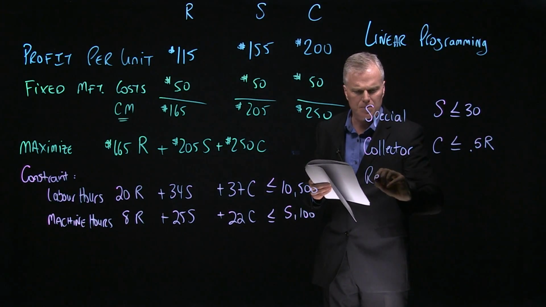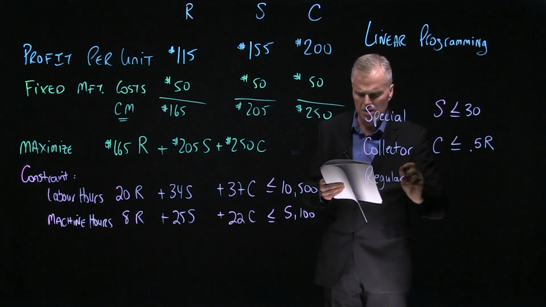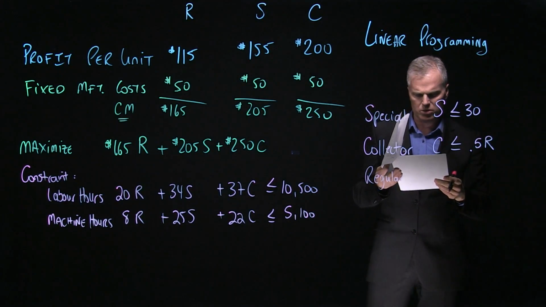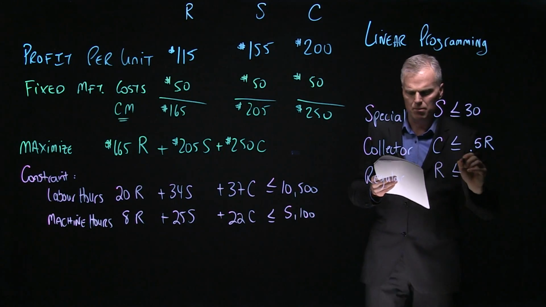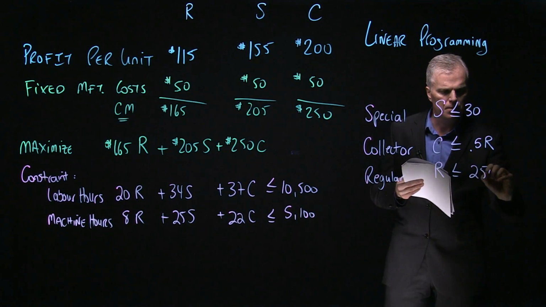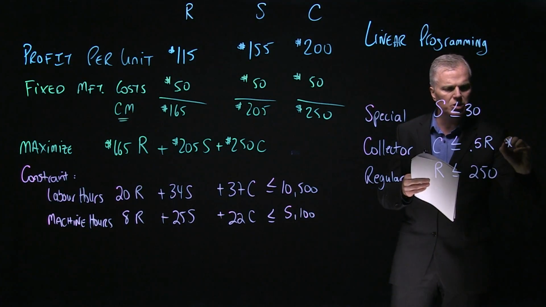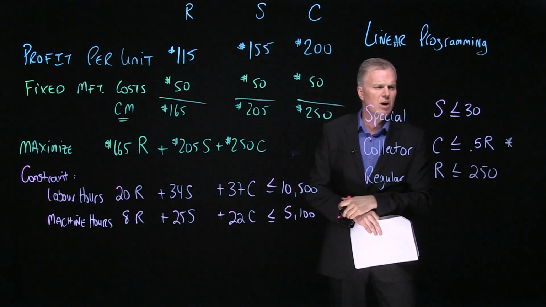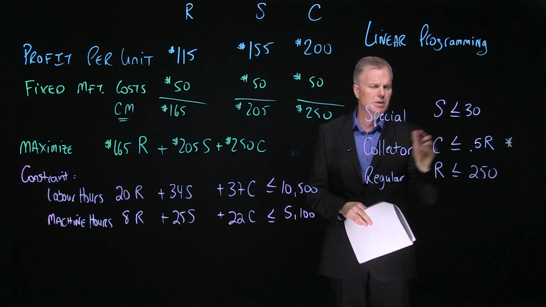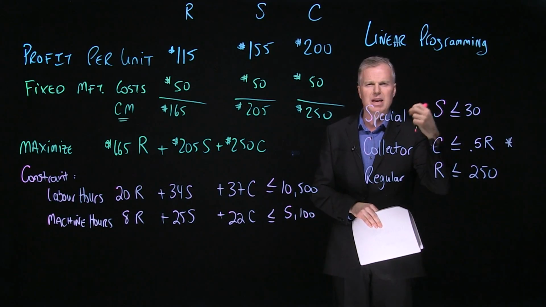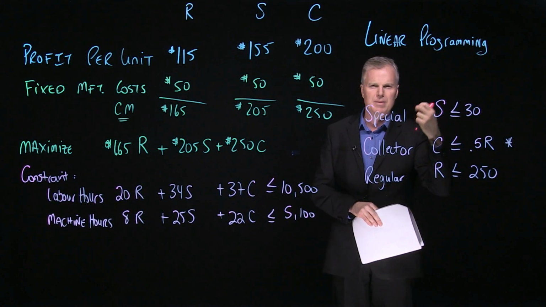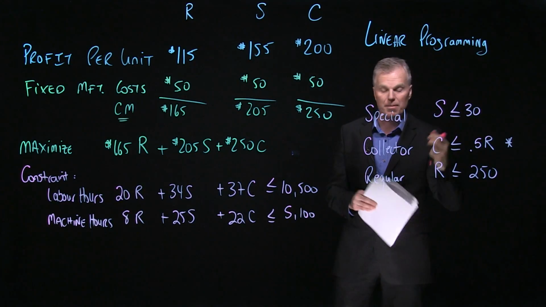Regular, we are told, is less than or equal to 250 units per month. So again, this is pretty tricky here. The 50% of R, that's how we would write that, and we would build an Excel cell that would allow us to have that calculation in our Solver formula and our Solver program.